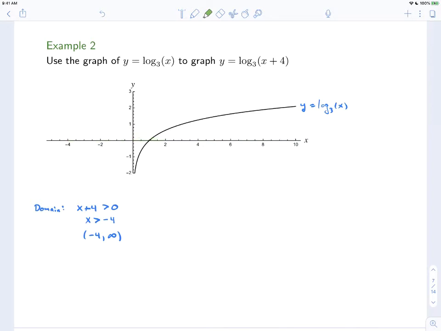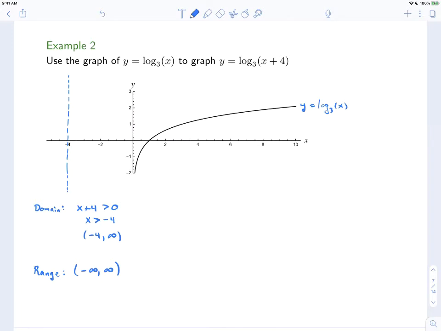What this will tell us is that we have a vertical asymptote right here at x equals negative 4. We'll write that down in a second. First, let's talk about the range. The range is the easy one. That's negative infinity to infinity, because the range of a logarithm function like this is always going to be negative infinity to infinity.